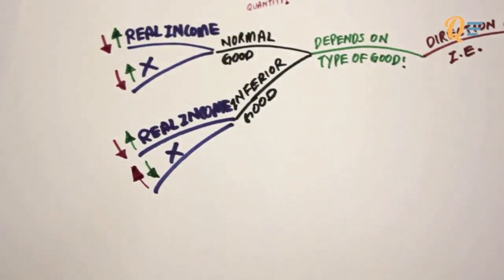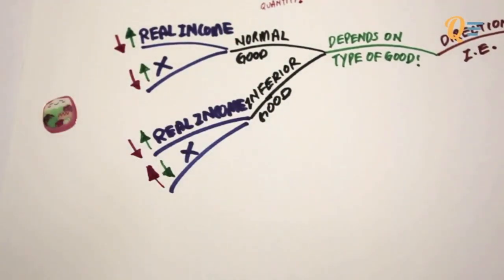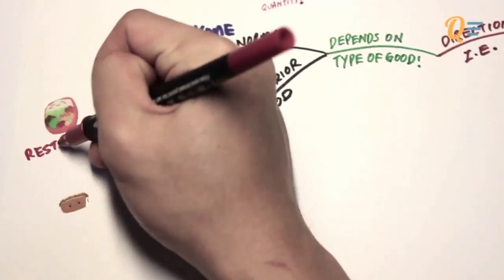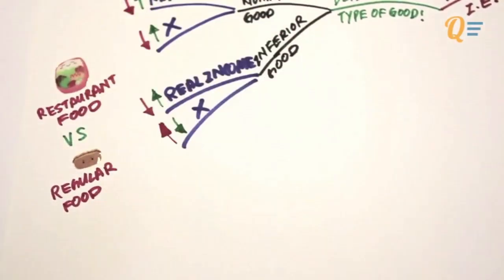So why does this happen? What would be a good example to illustrate this? So let's say I've got food from a classy restaurant, and I'm going to compare this with food that I get from the regular coffee shops around the neighborhood. So imagine if you had more money right now. What kind of food would you want to eat?